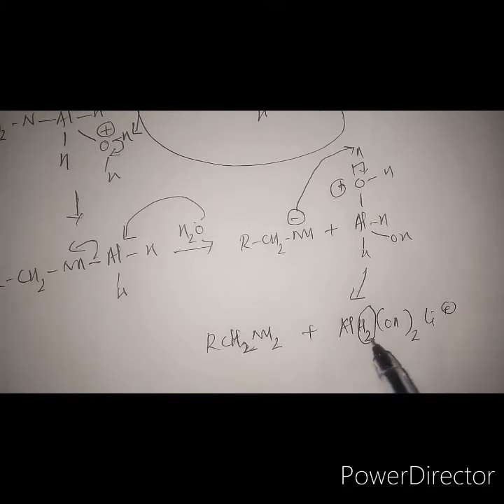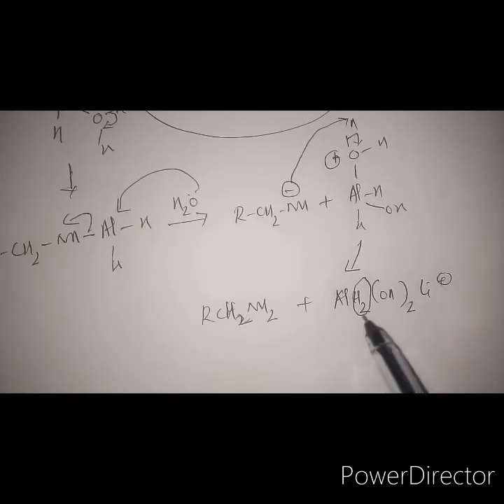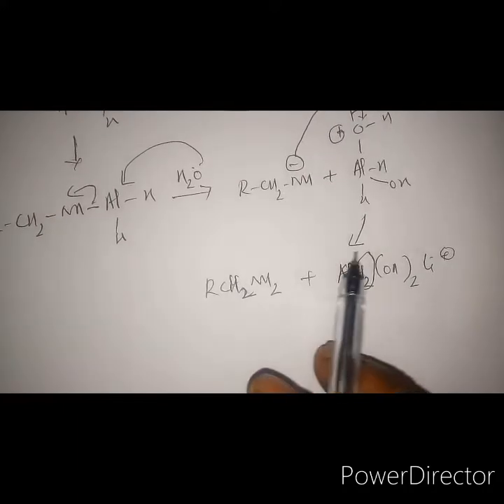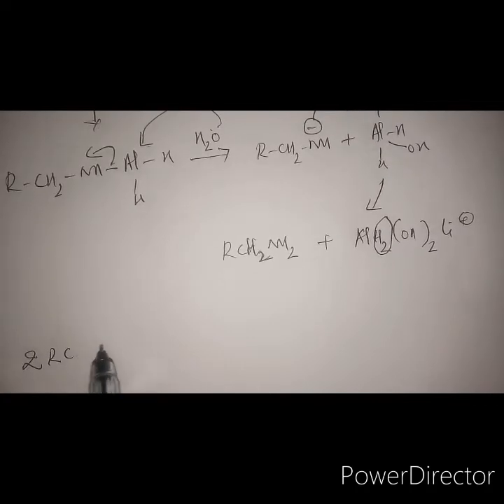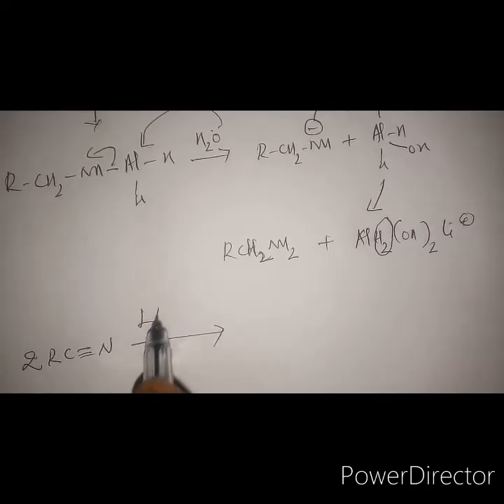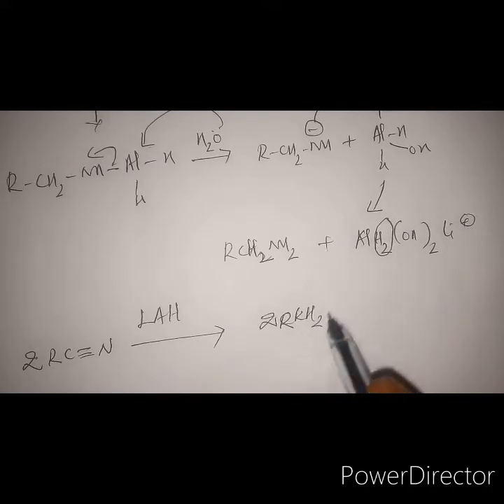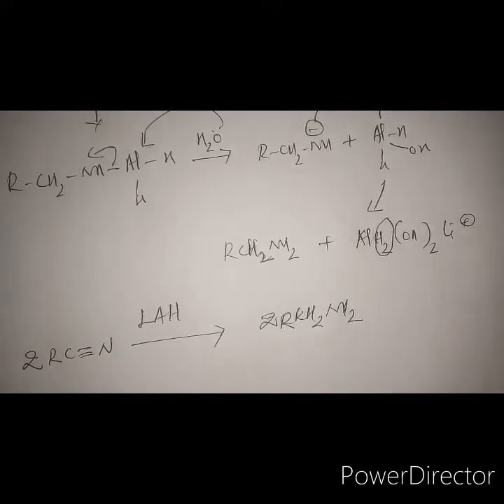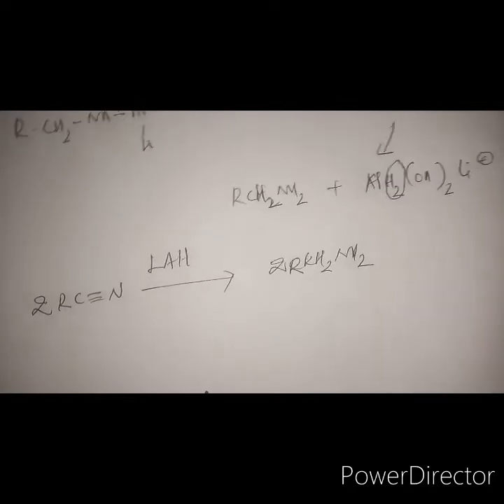So these two hydrides also undergo reduction reactions and are transferred to another nitrile group. So the stoichiometry of the reaction is two molecules of RC triple bond N will be reduced with one molecule of lithium aluminum hydride. So we will get 2 RCH2 NH2. So this is with respect to nitriles.